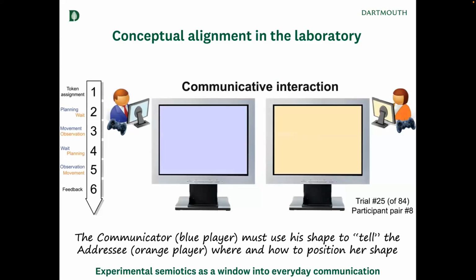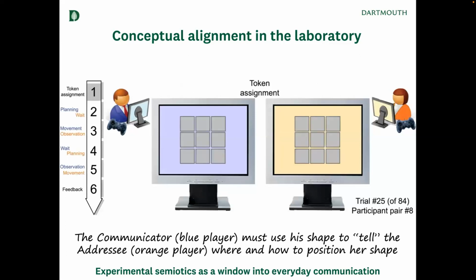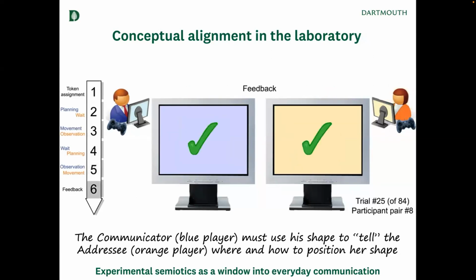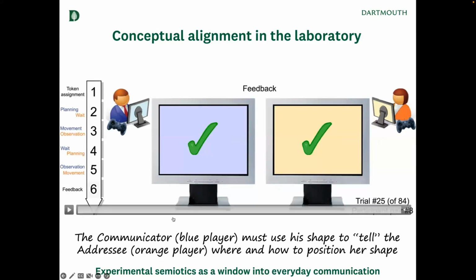Well, let me actually show you this, because that's probably much easier. So first, they're going to see which shape they'll be using. The communicator sees the target configuration. He can plan as long as he likes. Then he moves. She sees those movements in real time, as you saw. Then it's her turn. And feedback is presented. Did anyone see what they were doing? Let me quickly show you again.